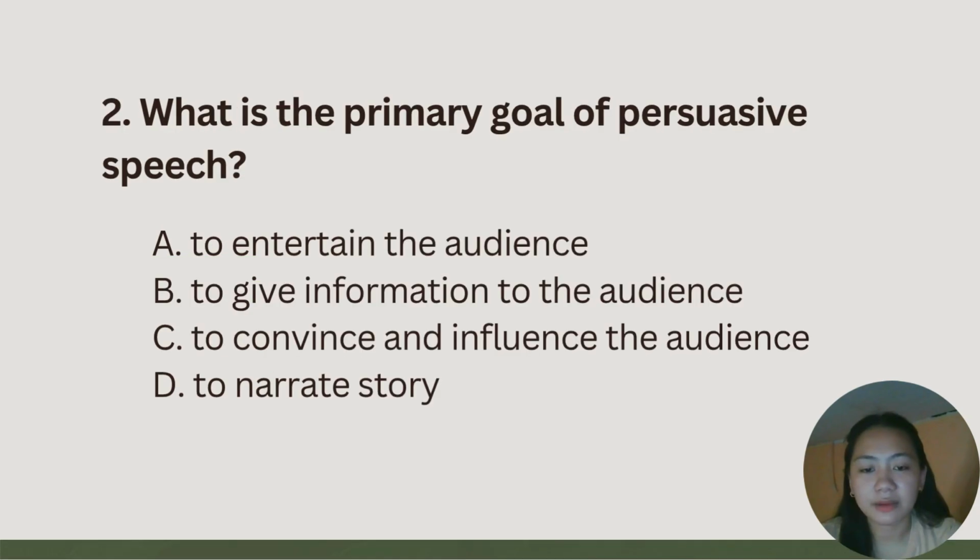Okay, next, number two. What is the primary goal of persuasive speech? Letter A, to entertain the audience. Letter B, to give information to the audience. Letter C, to convince and influence the audience. And letter D, to narrate a story. You have 5 seconds to answer.